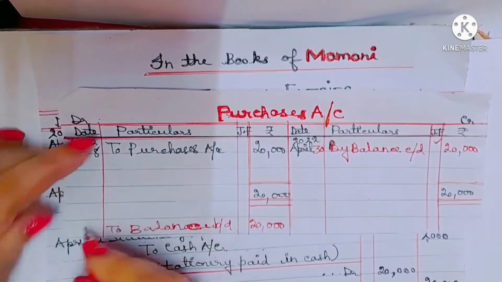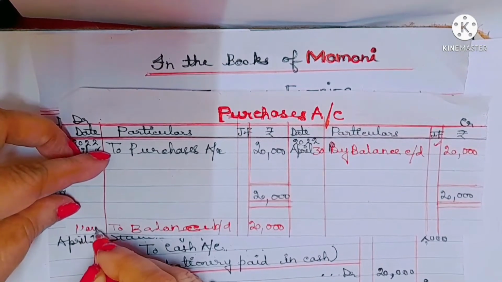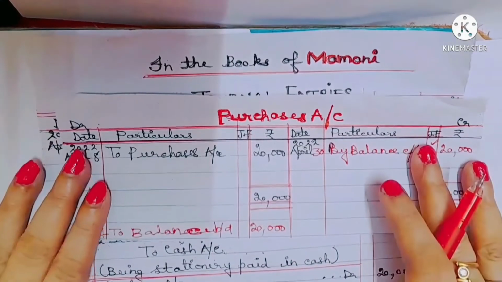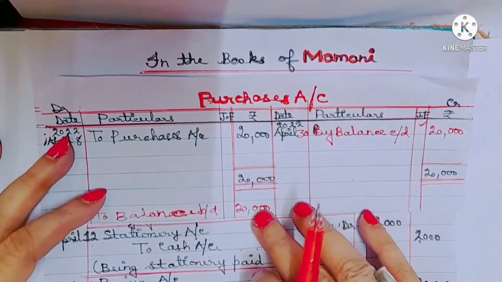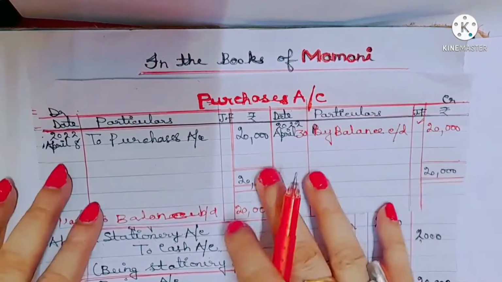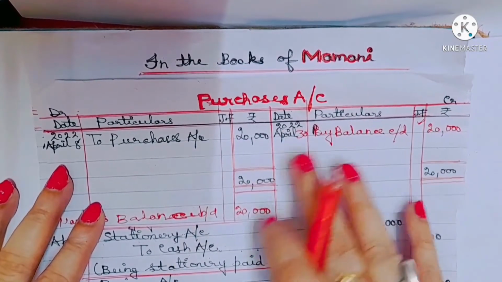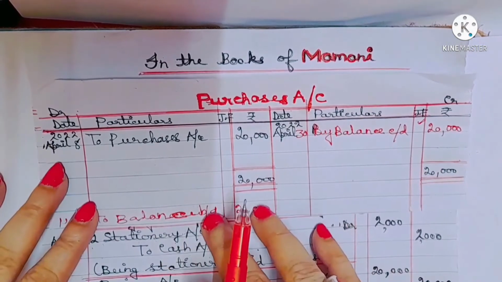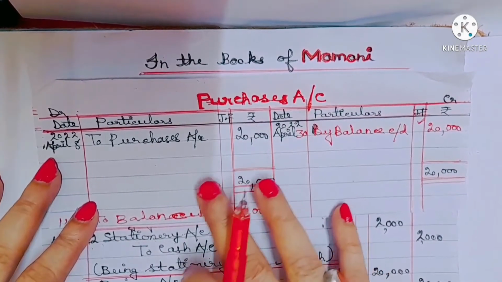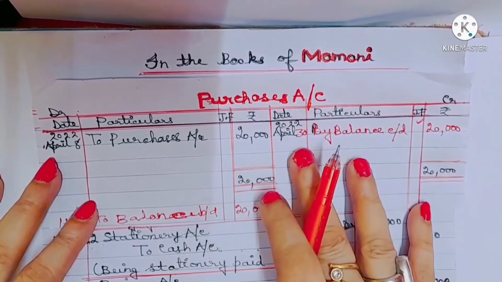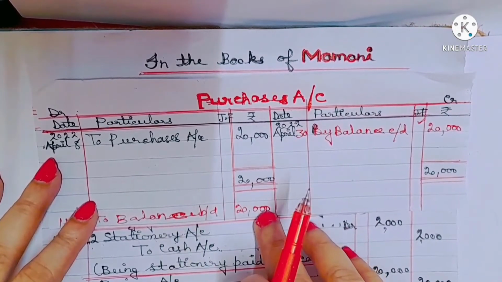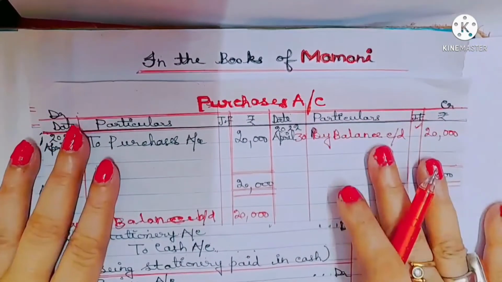Okay, the very next day, 1st May. So now tell me, purchase account is a debit balance or credit balance? Purchase account debit side is greater than credit side, so purchase account is a debit balance. And moreover, see, to balance BD is written beneath the debit total. So purchase account is a debit balance. Understood? Clear? So let's do the next account.